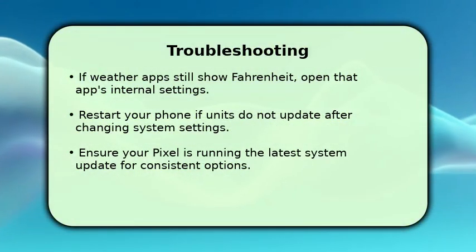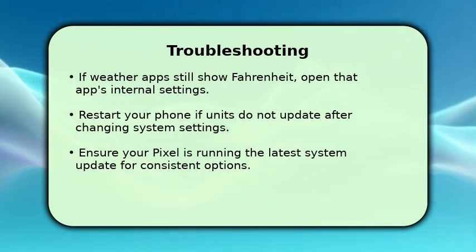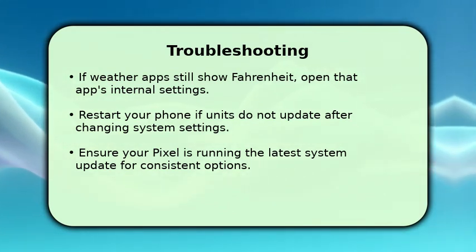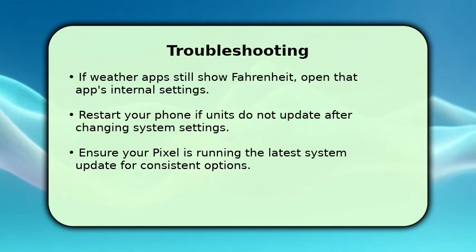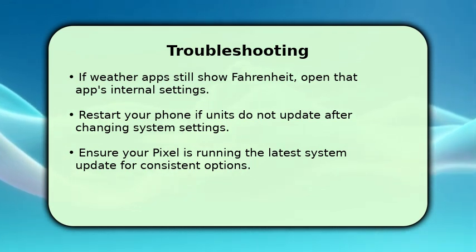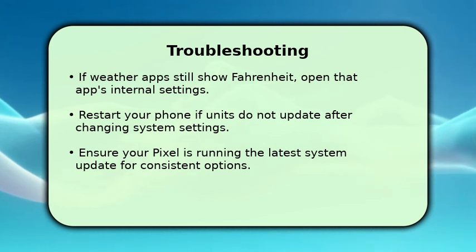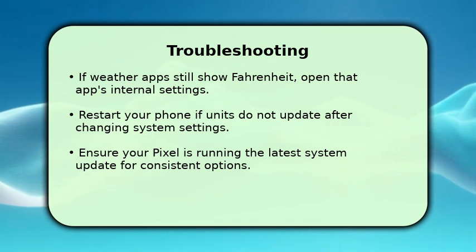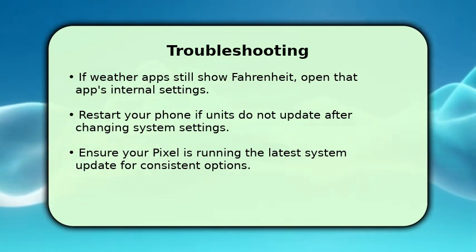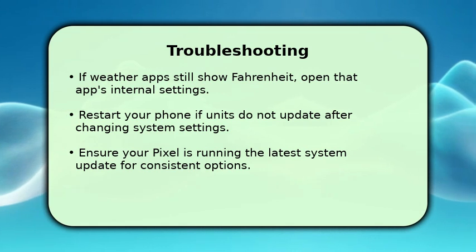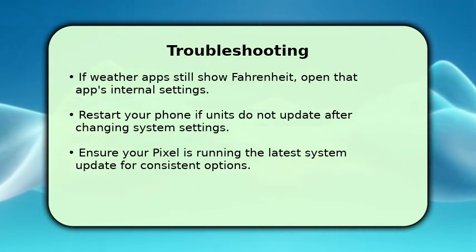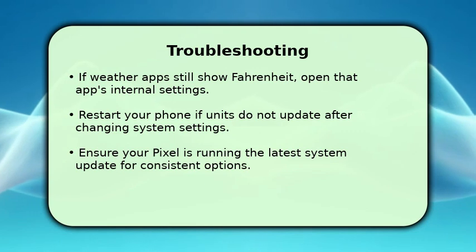If an app still shows Fahrenheit after changing system units, open that app settings and switch units there too. A quick restart often forces all apps to refresh their displayed units. Also check for system updates in settings if the units option is missing or behaves oddly. If the option remains unavailable, consult the app developer or Google support for model-specific guidance so you can reliably see Celsius everywhere on your Pixel.